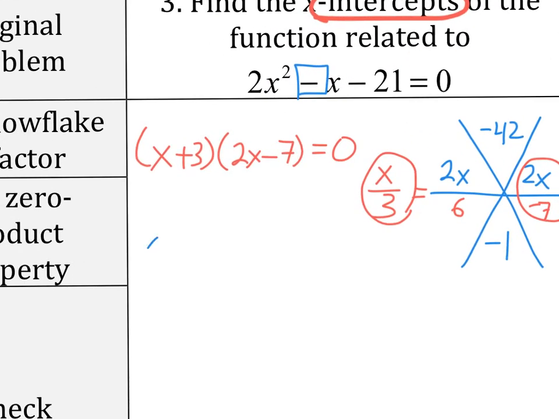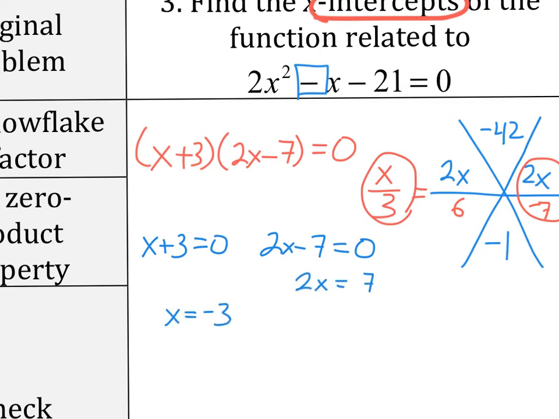Now I can split, so x plus 3 equals 0, and 2x minus 7 equals 0. X is -3. And on this other one, I get x equals 7/2 or 3.5, however you would like to say that.